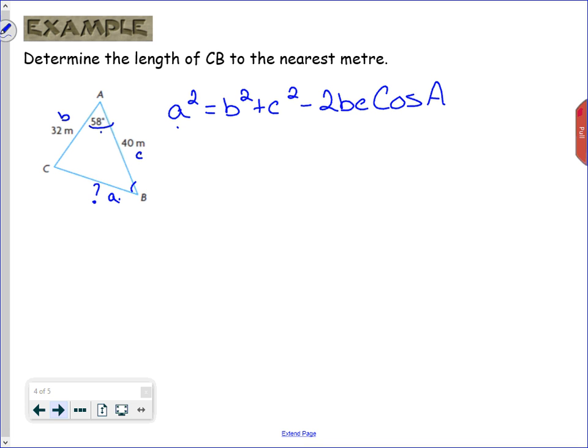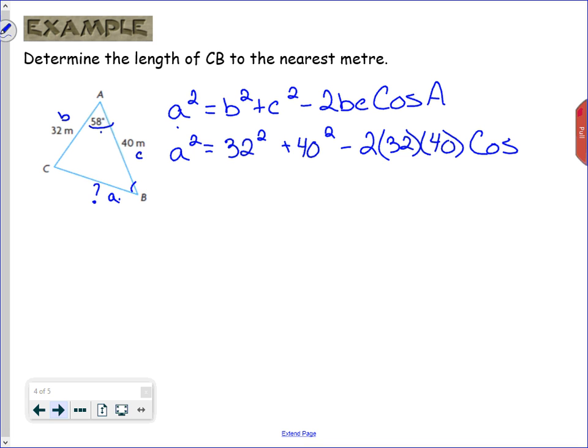Now substitute in what we know. a squared is what we're looking for. Our b is 32, so we'll square 32. c is 40, we'll square 40, and then we'll multiply 2 times b, which is 32, times c, which is 40, times cosine of angle A, and angle A is 58 degrees.